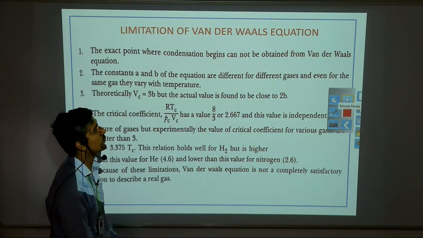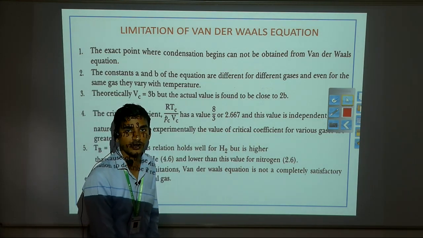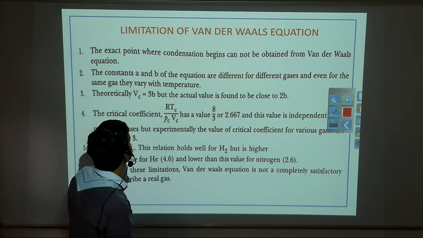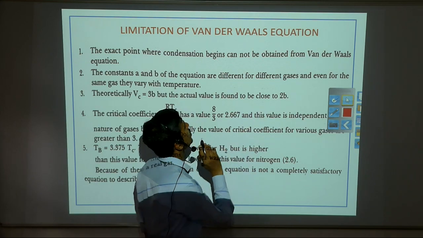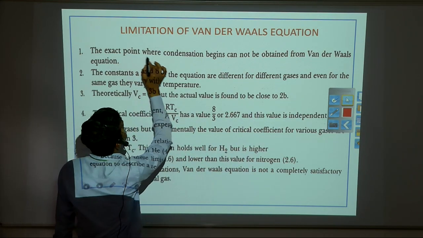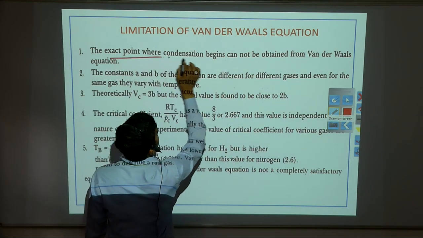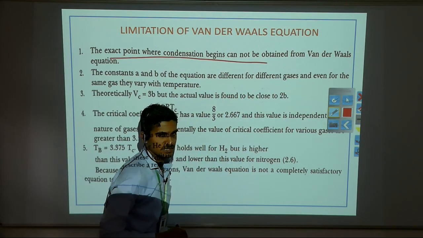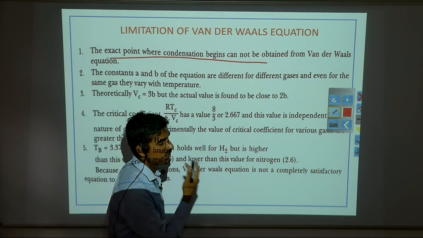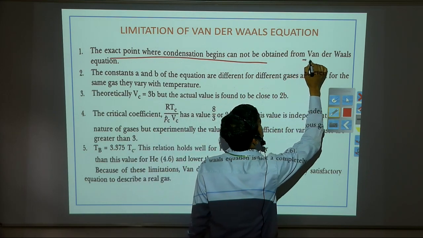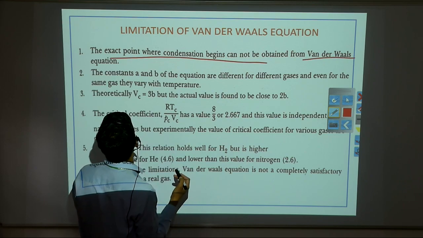Next, the limitations of the van der Waals equation. The first limitation is that the exact point where condensation begins cannot be obtained from the van der Waals equation. This means the exact condensation point cannot be obtained from the van der Waals equation. This is the first limitation.